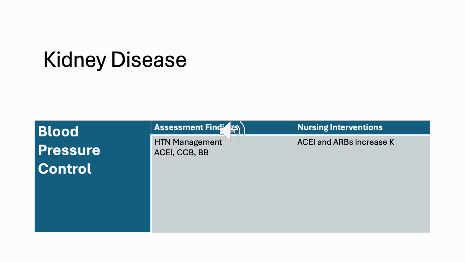And also help with blood pressure. They can be prescribed calcium channel blockers and beta blockers as well. Just a note of caution, those that are prescribed ACE inhibitors and ARBs, those can increase potassium in the body, which also happens with kidney disease. So when it's given to patients with kidney disease, it can increase the potassium further. So watch for that.